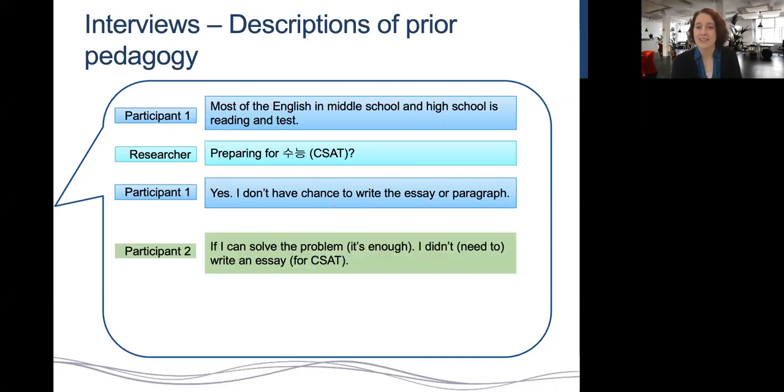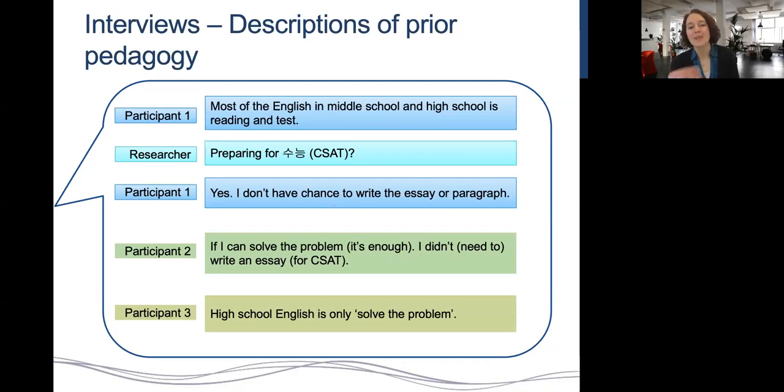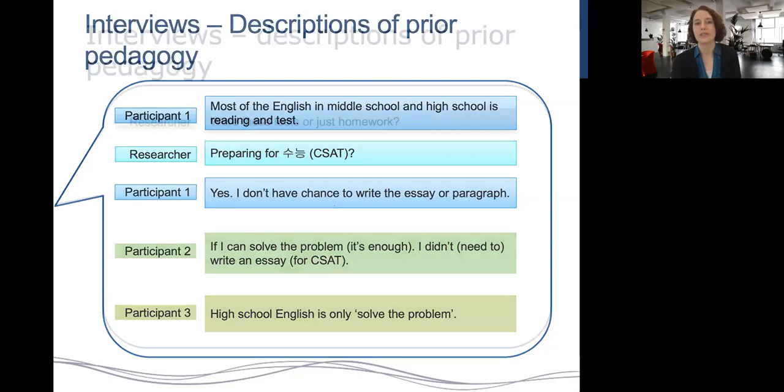Another participant, asked the same question, said, it's enough just to solve the problems. I don't need to write essays to get a high score on this exam. And this exam is what's important. And participant 3 said, high school English is just about solving the problems, which I find really interesting here. Notice that mathematical approach to language here. So we can see that the students are coming into this class with what they haven't had the opportunity to develop: feedback literacy.